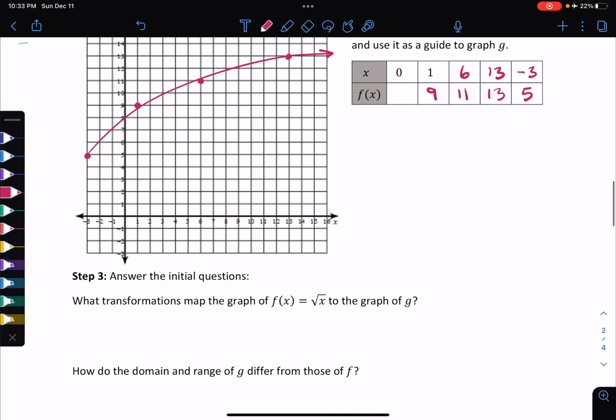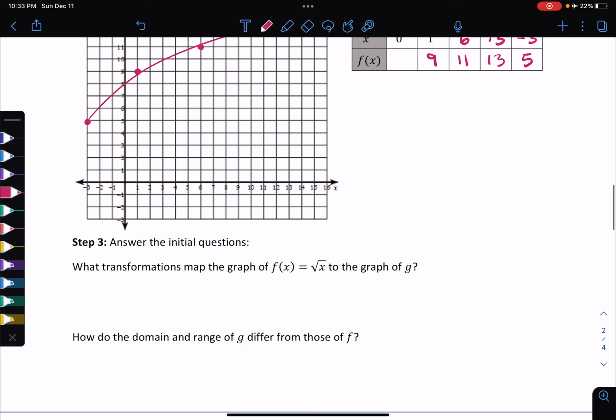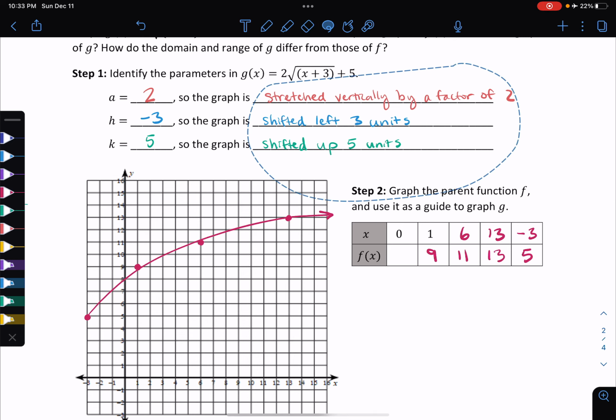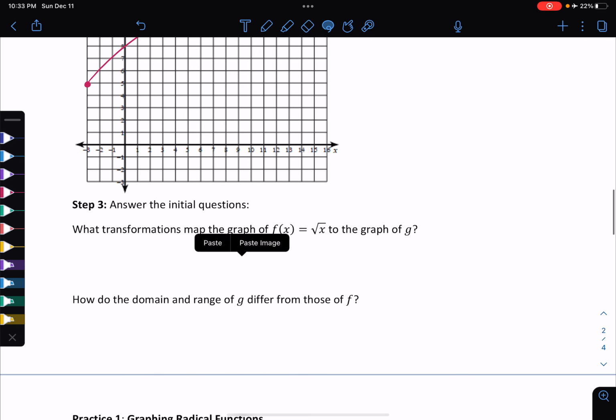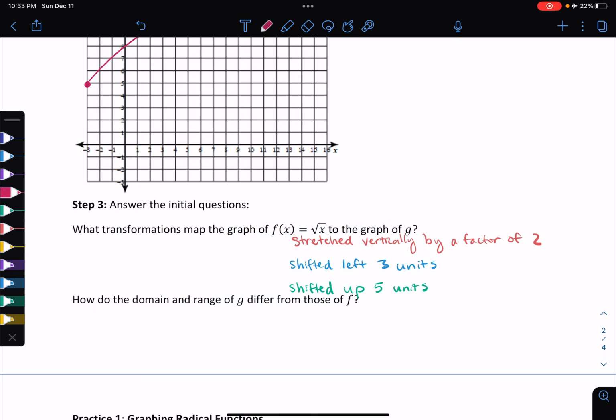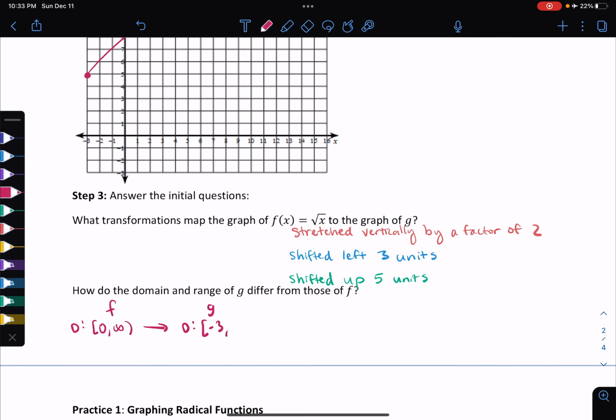All right. So hopefully those transformations are making sense to you. What transformations, these are the initial questions, what transformations map that? Well, they're these transformations right here. Okay, we have these transformations that map that graph onto G. And then how do the domain and range differ? Well, the domain of F was from 0 to infinity, right? The domain of G, on the other hand, is now from -3 to infinity. Range of F was from 0 to infinity. Range of G is now from 5 to infinity.